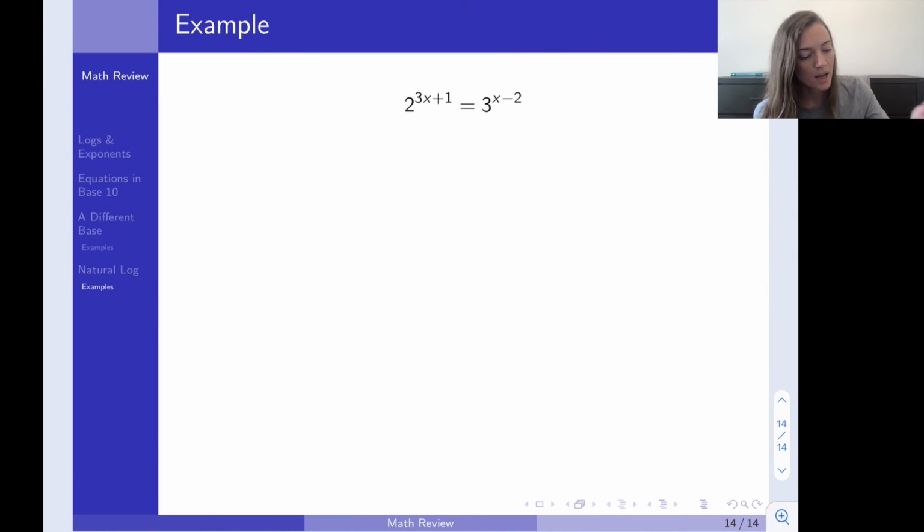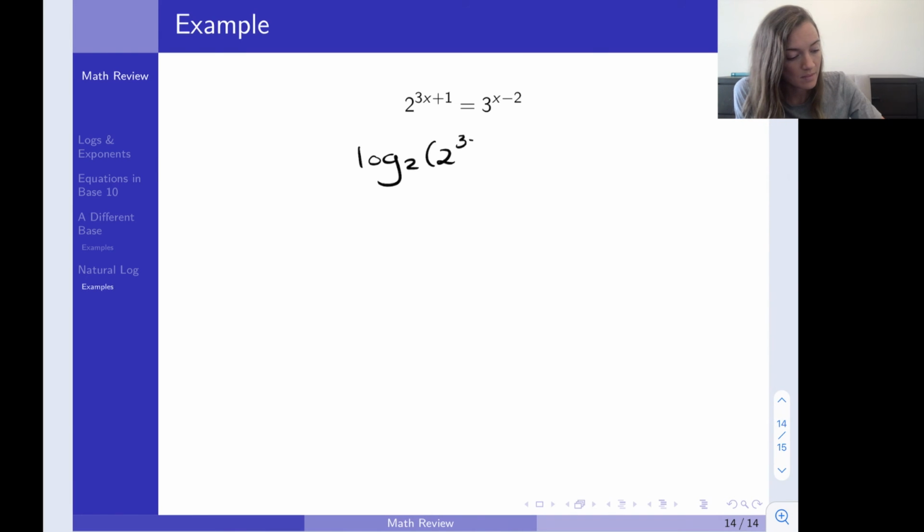So for this one, I have an x on both sides of my equation in the exponent. So here I can just take the log of both sides right away. I'm going to use base 2 just to make my algebra a little bit easier, but you could use base 10, you could use natural log, whatever you want. Okay, so I'm going to take the log base 2 of both sides. Okay, and now I can put my exponents in front.